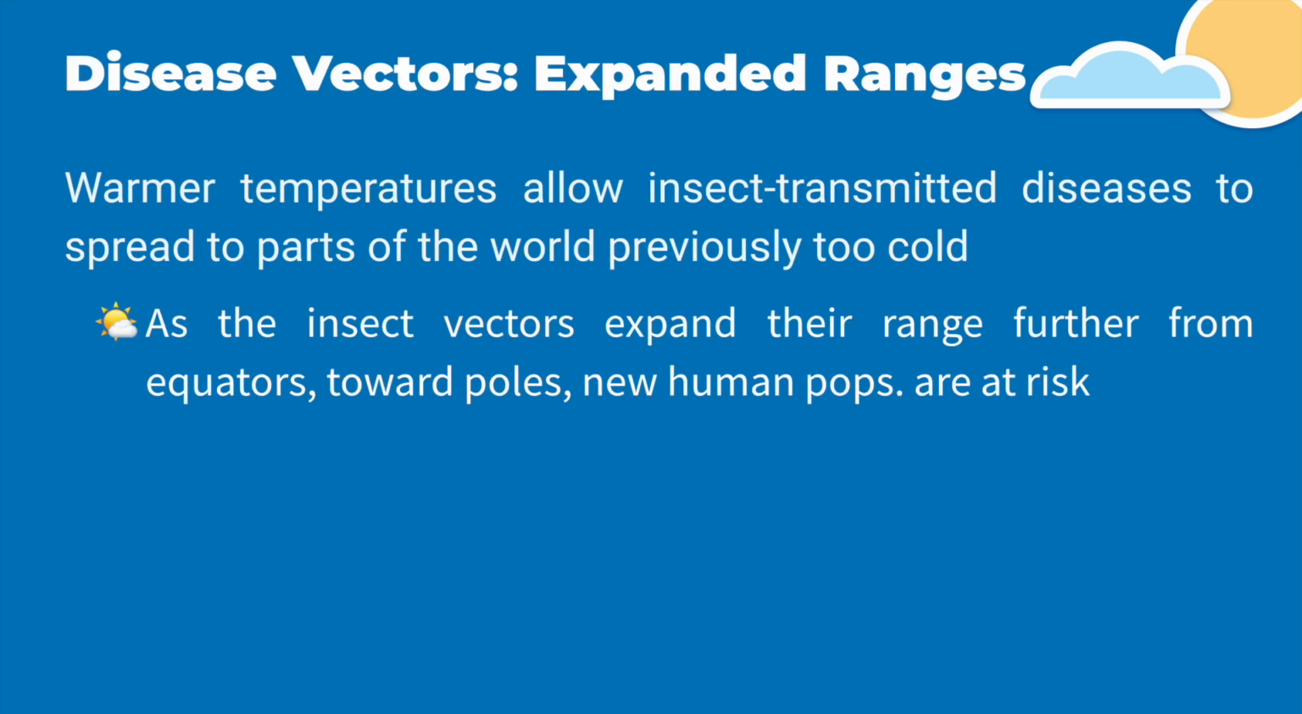When warmer temperatures expand their usual regions, this allows these vectors, so these insects or animals that are able to carry disease, to expand their range as far as their habitat is concerned as well. Previously too cold regions of the world are going to get exposed to these disease vectors as well. So typically they will be located near the equator within that range, but as the earth warms up, those vectors are able to expand further north and further south, meaning more human populations are at risk.